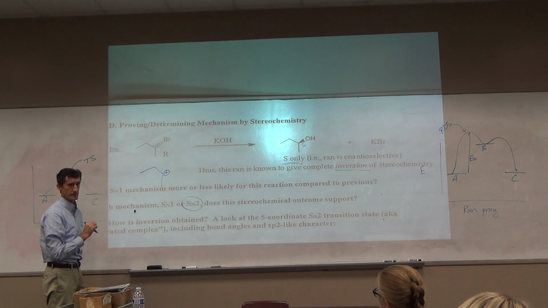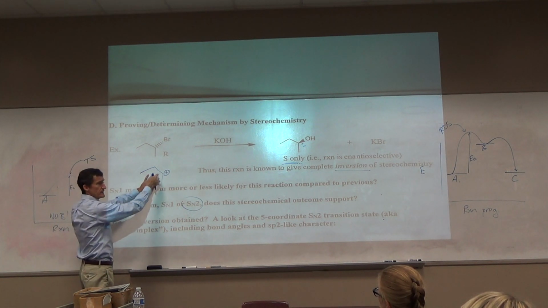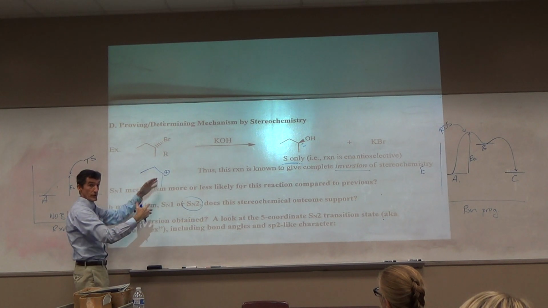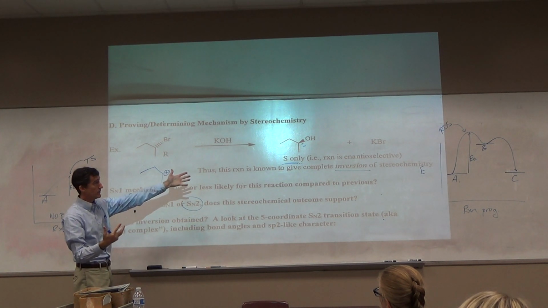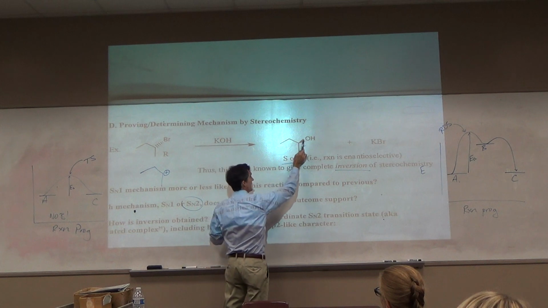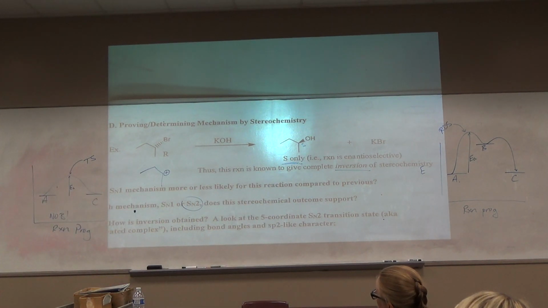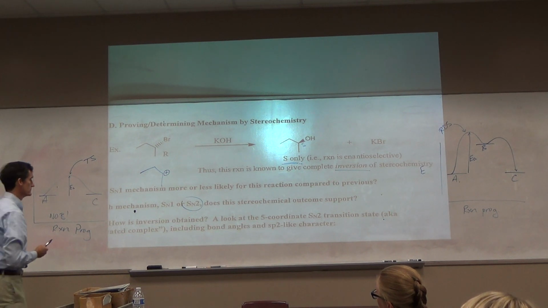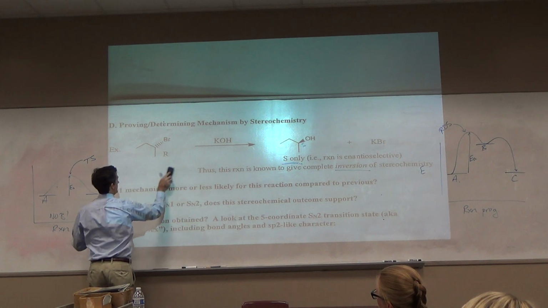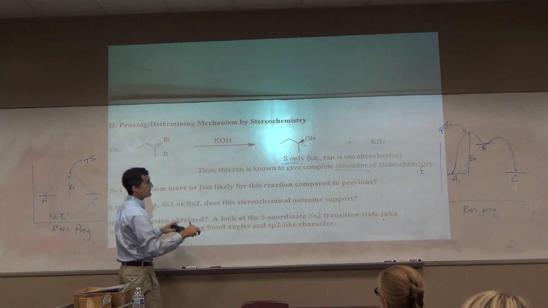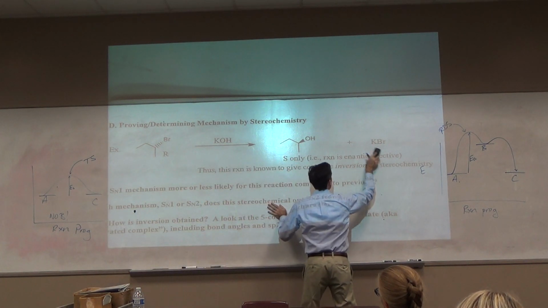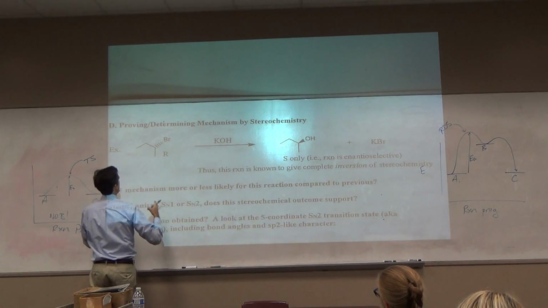If it was SN1, we would be making this as the rate determining step. Then hydroxide would attack front or back, and you would get both front and back. That would be S and R. But we did not get that. We got inversion only. Inversion comes from backside attack only, and that's your SN2 mechanism. So stereochemistry can help you determine what the mechanism is.